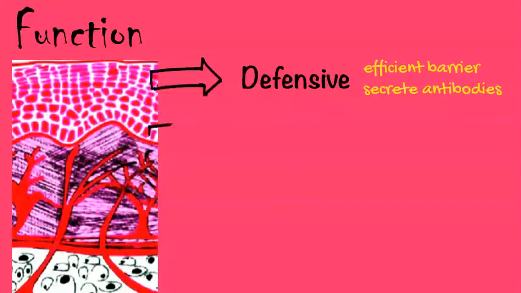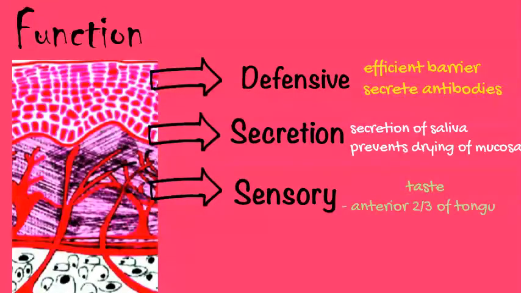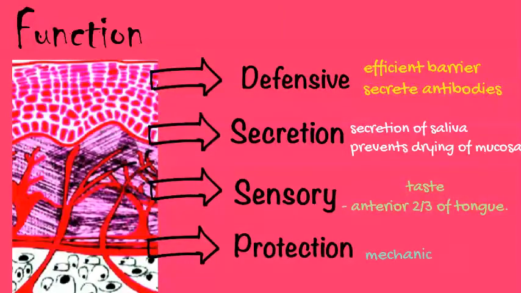There are 4 functions. First one is defensive. The oral mucosa acts as an efficient barrier against the entry of microorganisms and also secretes antibodies. Second one is secretion. The secretion of salivary glands keeps the oral cavity moist and prevents the mucosa from drying and cracking.